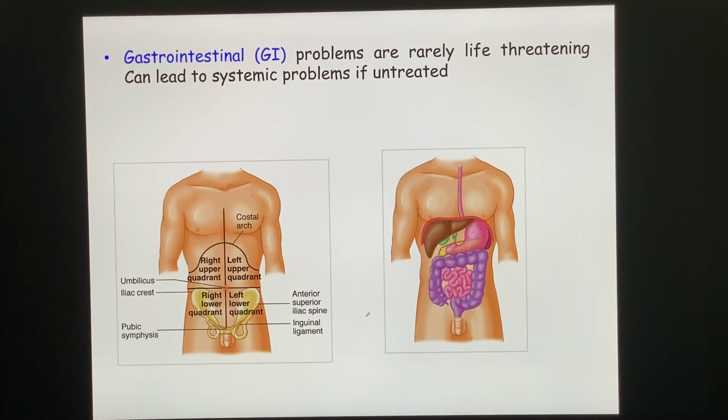So we are almost done, this is probably the last slide. There's nothing much life-threatening in relation to GI problems, but if you just leave it like that, it can lead to systemic problems if we don't treat them.